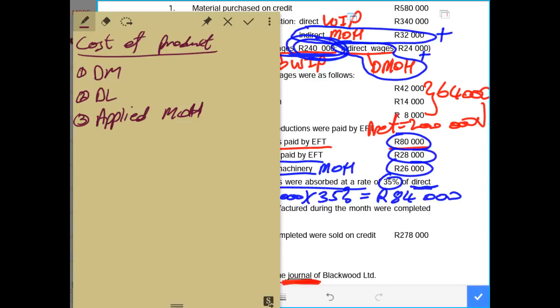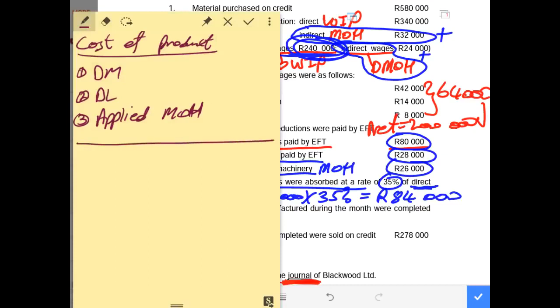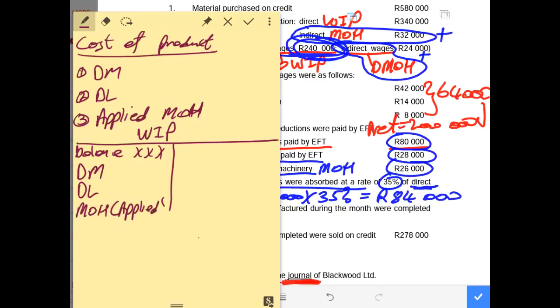So now these three elements, they get to be recorded in the ledger account called work in process. When you do the ledger account called work in process, on the debit side, you might have an opening balance. If there is an opening balance, then after you record the direct material, you record the direct labor, and you record the manufacturing overheads, which is applied, or the one that is estimated, which is 84,000 that we have just calculated. So now this is where the applied manufacturing overheads gets to be recorded.